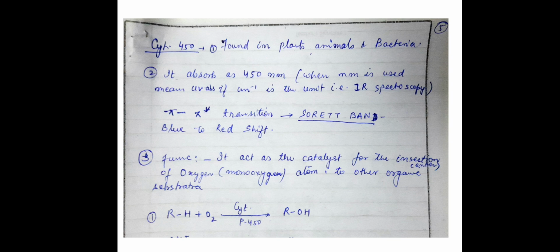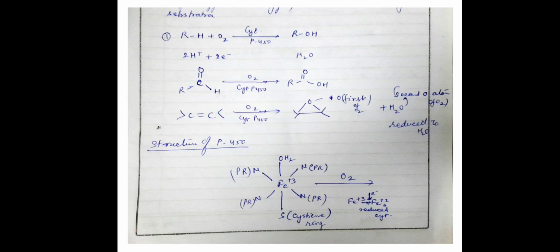RH plus oxygen, with cytochrome P450, gives alcohol ROH, with 2H+ and 2 electrons. A carbon with one oxygen, one R and another H reacts with oxygen, cytochrome P450 gives ROOH; H is substituted by OH. Again, C double bond C with oxygen and cytochrome P450, an epoxide is formed.